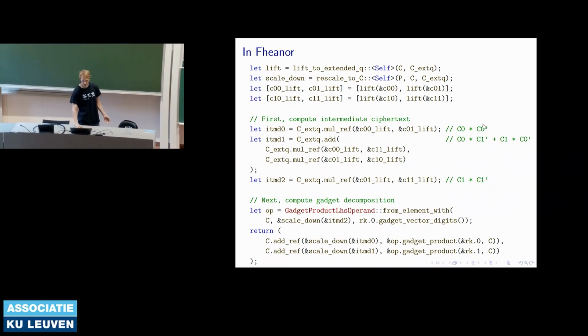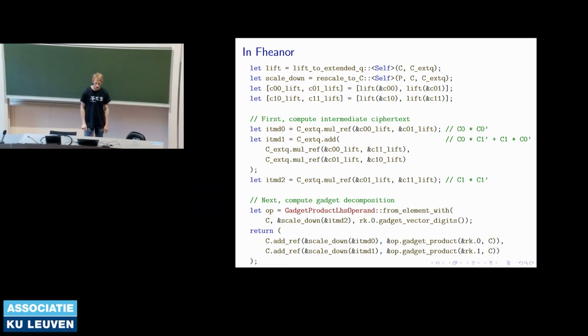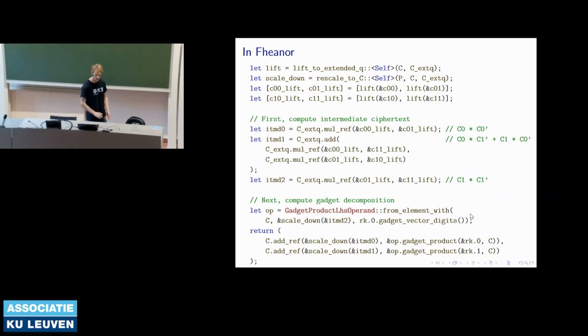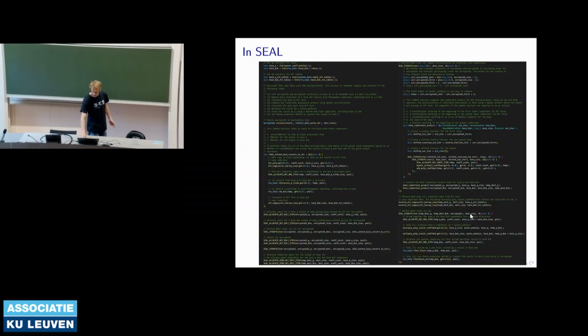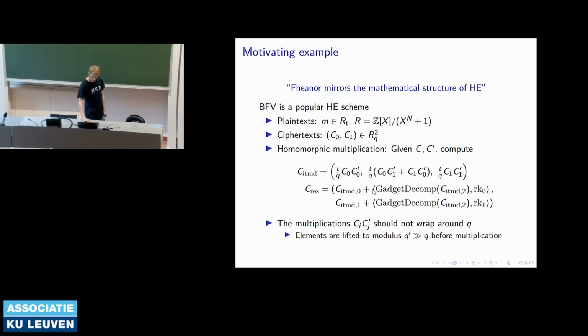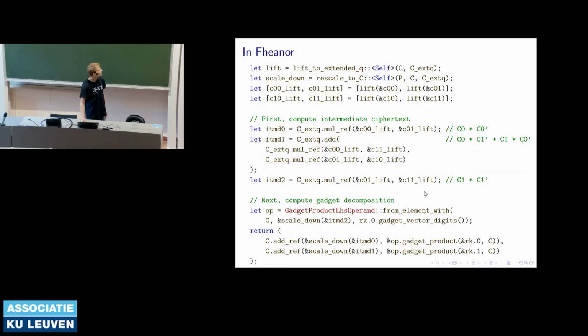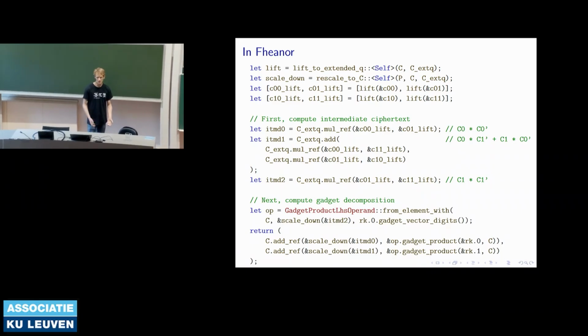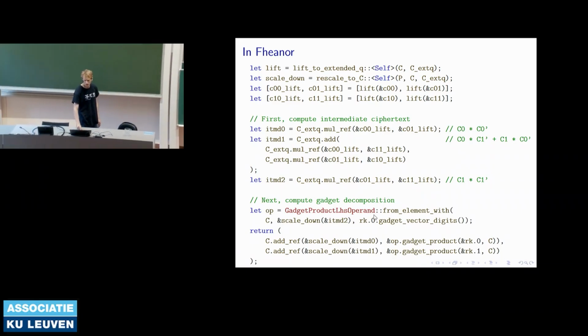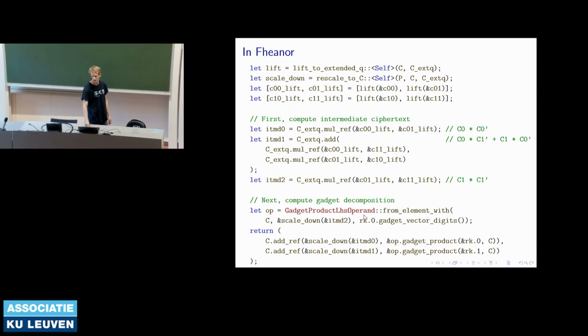So we really just can write these formulas in code down. Like C0 plus C0 prime times C0 prime will just be ring dot multiply and then the two ciphertexts and so on. And also to compute the relinearization and the gadget products, if you look at the formulas, there's some inner product here, there's an addition, and there's this gadget decomposition function. Again, the gadget decomposition function is not done by this code, but it's somewhere wrapped behind this gadget product LHS operand double colon from element with.